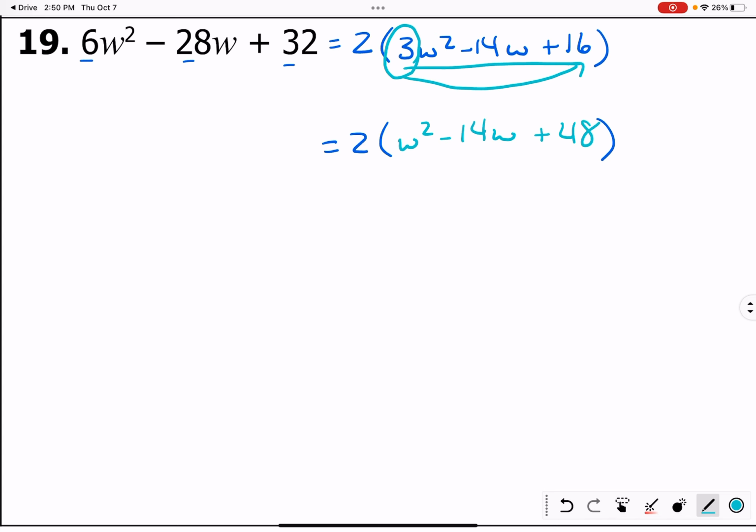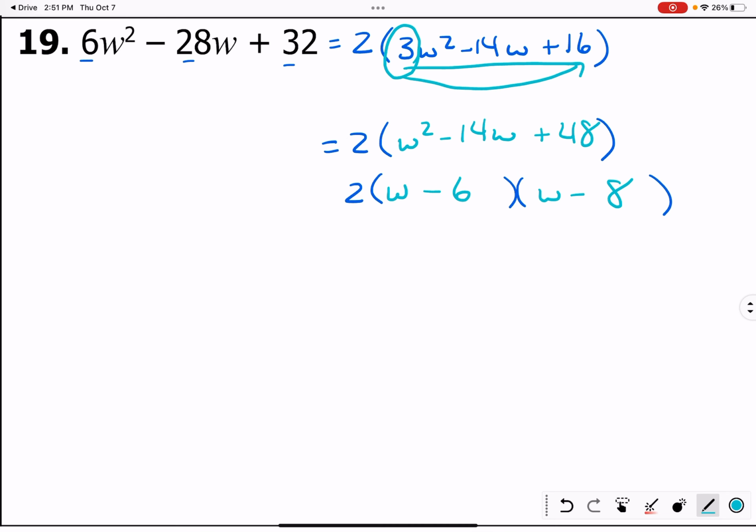Okay, so now let's factor that. So the 2 is just hanging out for the ride. This is a GCF. So I need two numbers that multiply to 48, add up to negative 14. What would do that for us? Definitely two negatives, so I at least know that. So it's going to be w minus, because you have to multiply to positive and add to a negative, and I think the numbers that would do that would be 6 and 8.